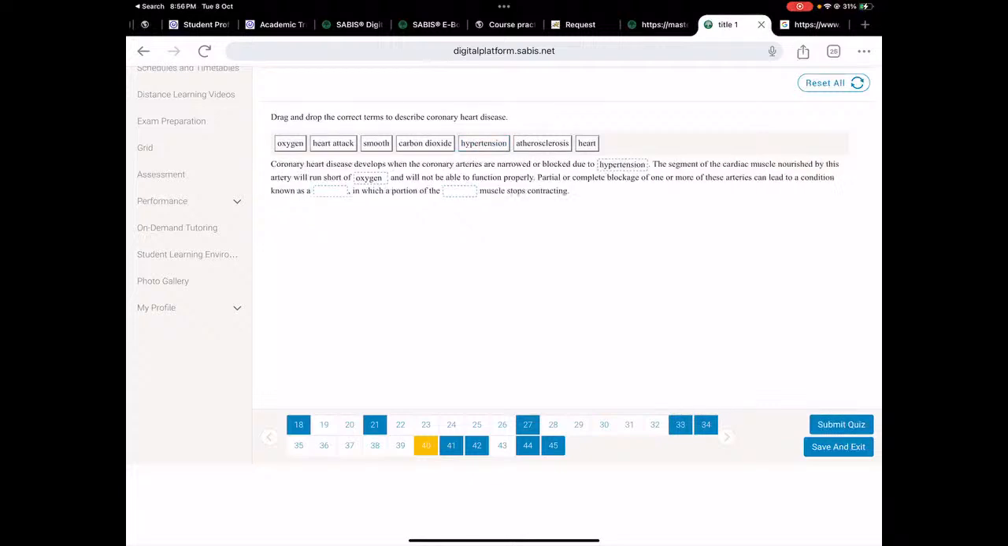it can block due to hypertension. This condition is known as atherosclerosis, in which a portion of the heart muscle stops contracting. Or wait, I think what they mean is this. If someone can confirm.